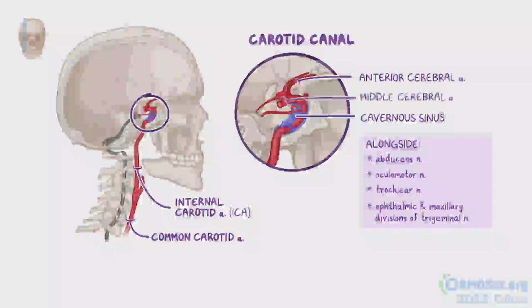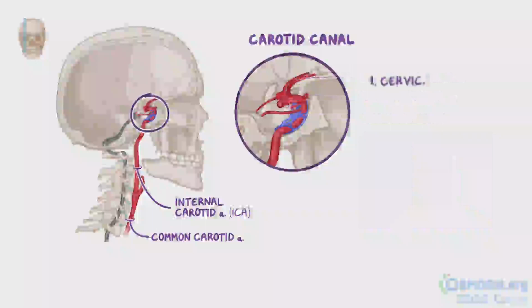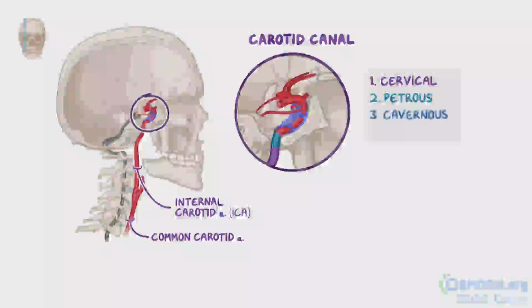To simplify this complex course, the ICA can be divided into four parts: the cervical part, that extends from common carotid to the carotid canal, the petrous part, that extends from the carotid canal to the foramen lacerum, the cavernous part, meaning the part of the ICA within the cavernous sinus, and the cerebral part, after it exits from the cavernous sinus.